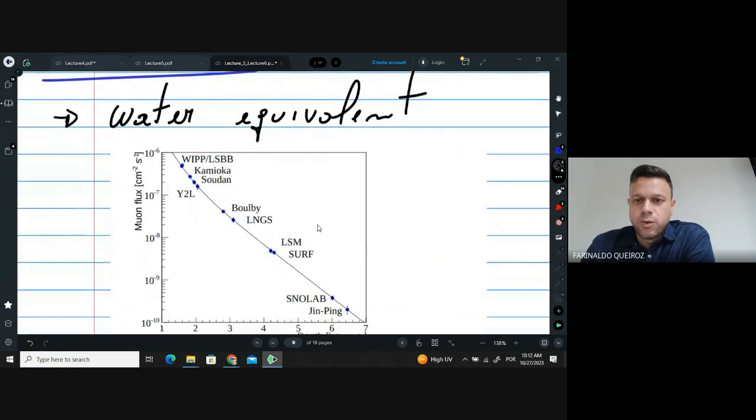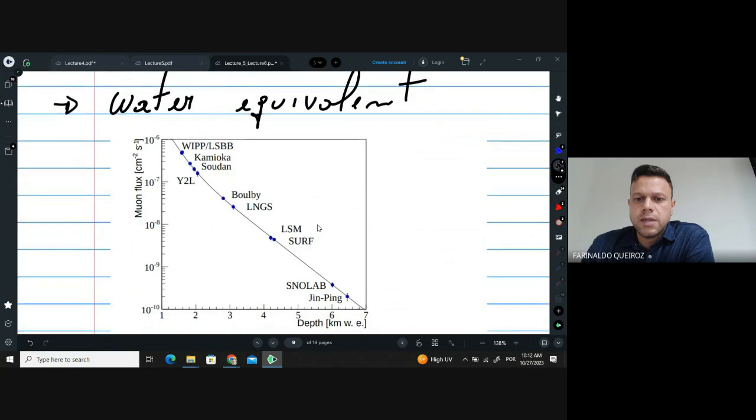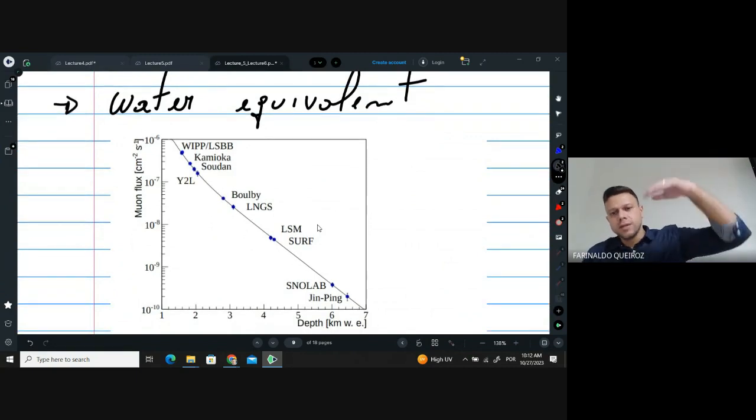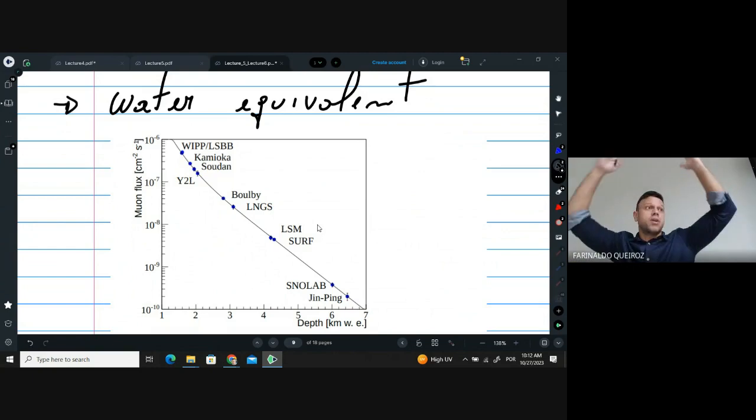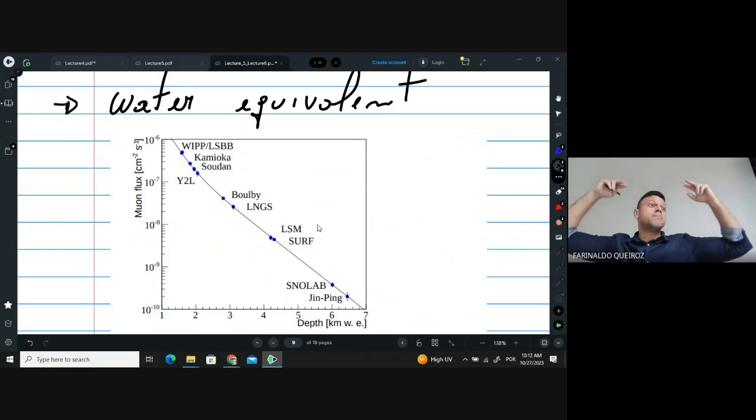Okay. So water equivalent is simply a measurement of how deep into the ground your detector is. As soils are different in different regions of the country and different countries, the way you can compare how deep your detector is underground is by saying, if I had just a ton of water above me, how deep I would be.